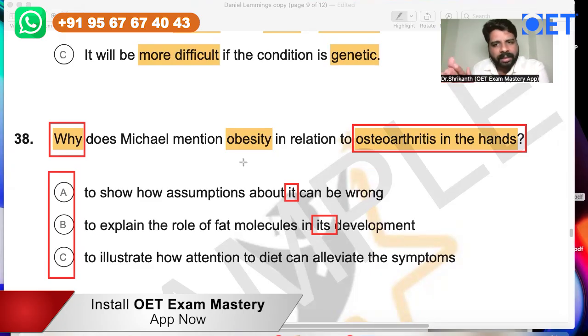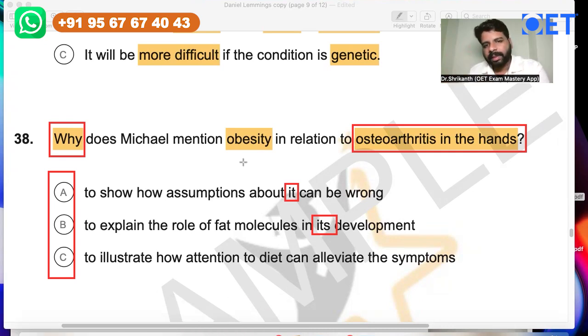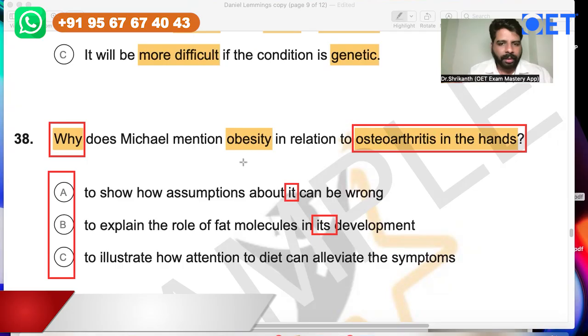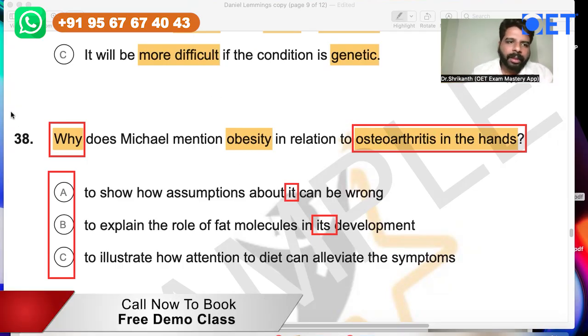and that is the main topic, and he's bringing in obesity for a reason. That is our duty. So why is he mentioning obesity? When he is talking about osteoarthritis in the hands, why is he talking about the body weight of the patient? For what reason is he bringing obesity? That is what your duty is. So here, it is referring to osteoarthritis of the hands.